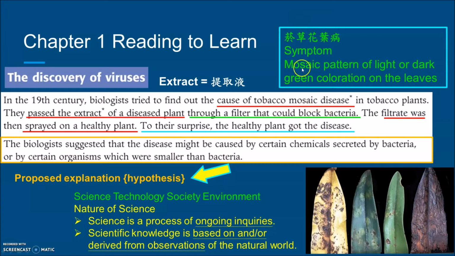What we can see is the mosaic pattern of light or dark green coloration on the leaves. The leaves on the right hand side are the severe case, and in the middle, these two leaves, you can see the mosaic pattern. The pattern is a bit pale green, light green, and if the case becomes worse, it will become a dark green pattern. So that's the disease.